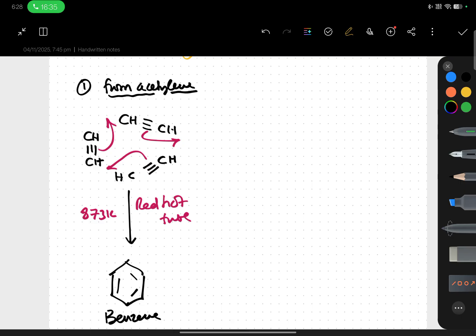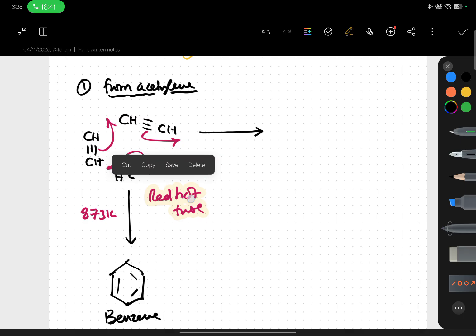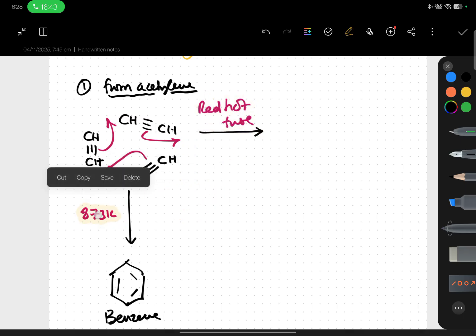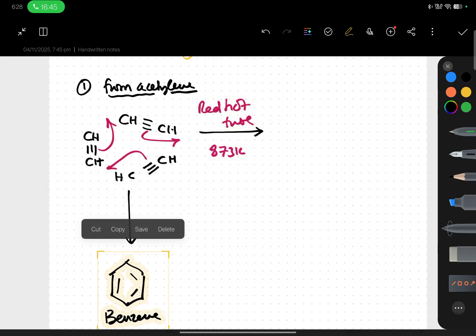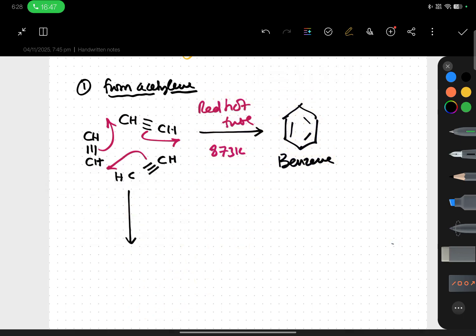You take a red hot tube and heat it to 873 Kelvin, you get benzene. So this is one preparation method which we have already seen. I don't want to repeat it again and again, so I just copied it.